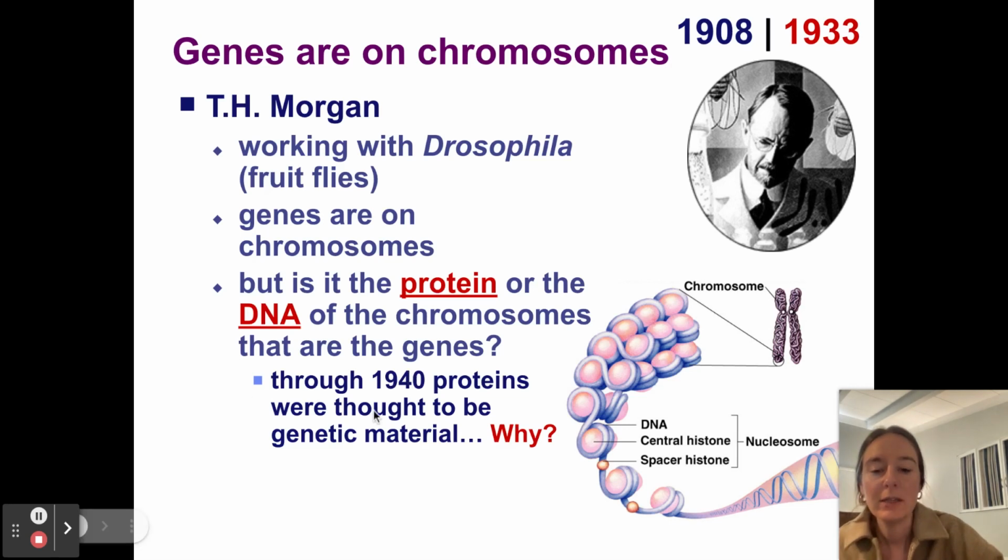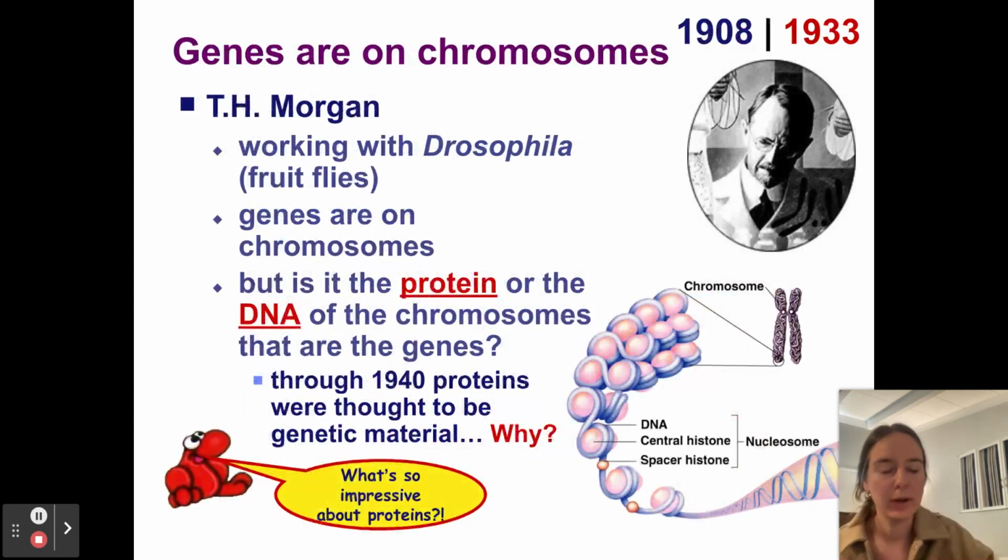And even through the 1940s, scientists thought that proteins were genetic material. Now, this doesn't make sense to us because we know DNA is our genes. We connect those words. But in the past, they knew that there was this physical chromosome that passed down traits from parent to offspring. You can see chromosomes under a microscope, but they didn't know where the information was actually found, and they didn't really know what it would look like if you were to zoom closely into this chromosome.